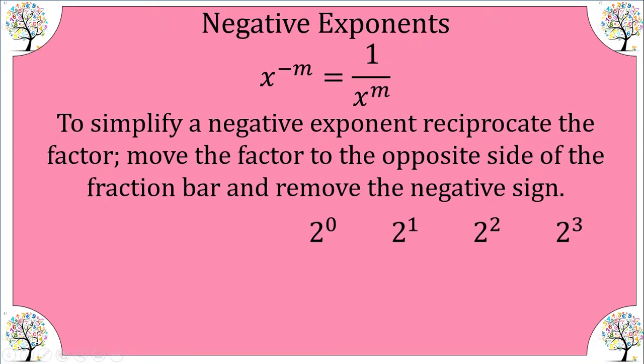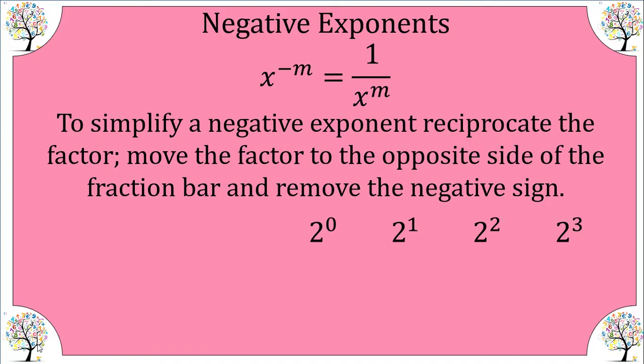Let's go to our negative exponent rule. Most of the time, you're never going to leave a negative exponent. The way you simplify and get rid of the negative is you move it to the opposite location of the fraction bar. So if it's negative in the top, you move it to the bottom and take off the negative. If your factor with a negative exponent is in the denominator, you flip it or reciprocate it to the numerator and remove the negative.